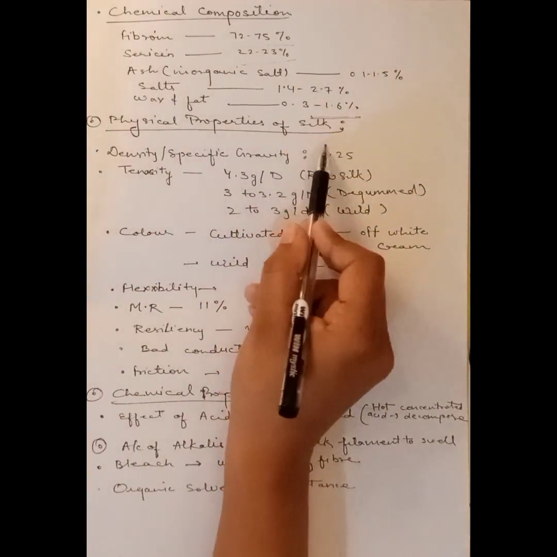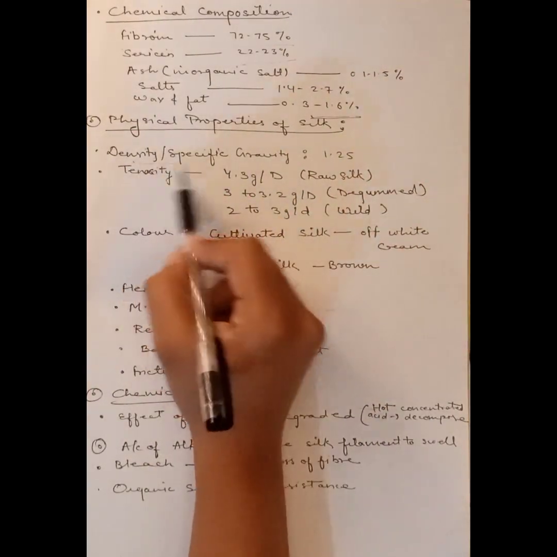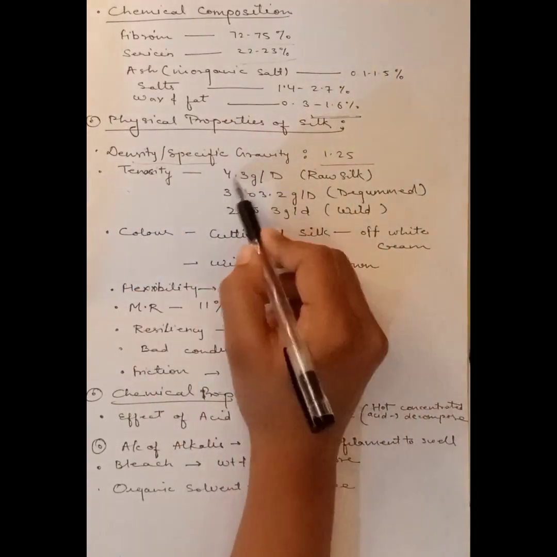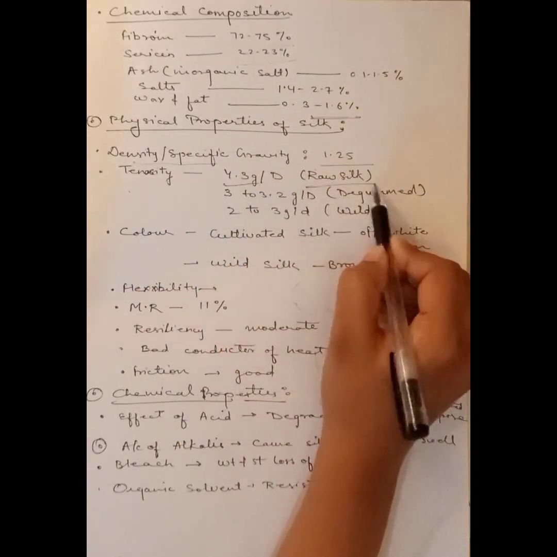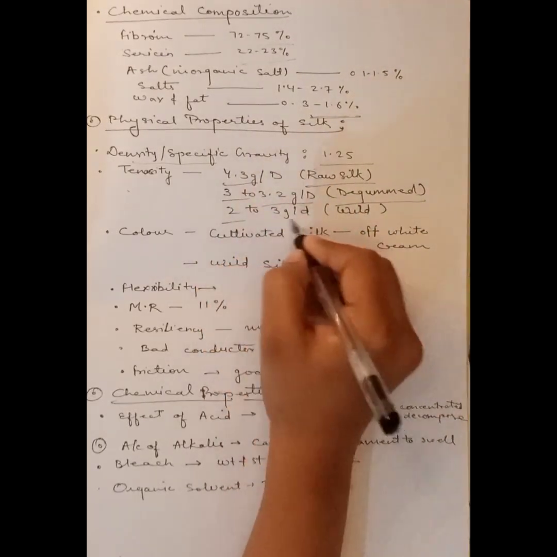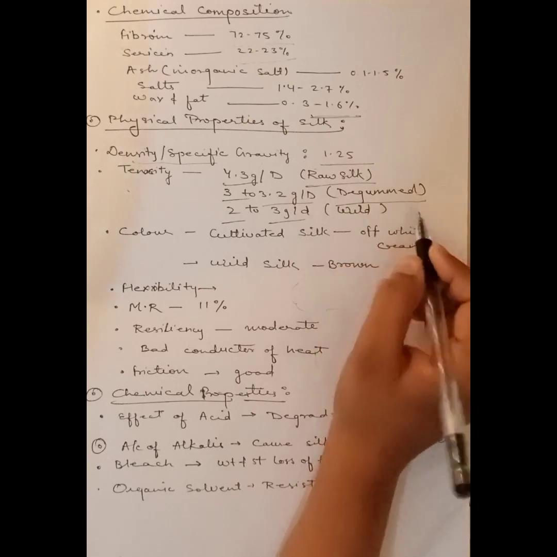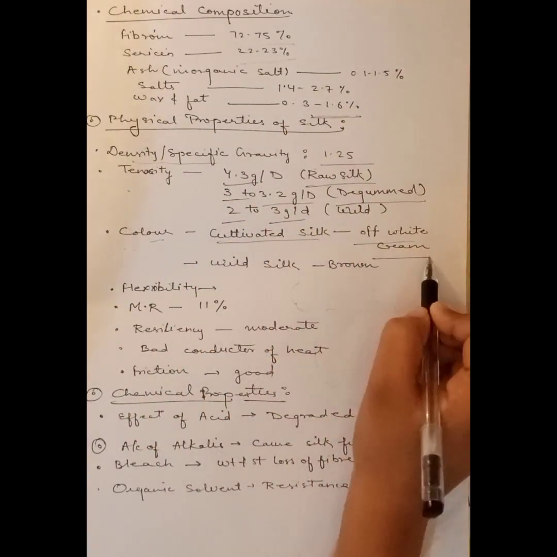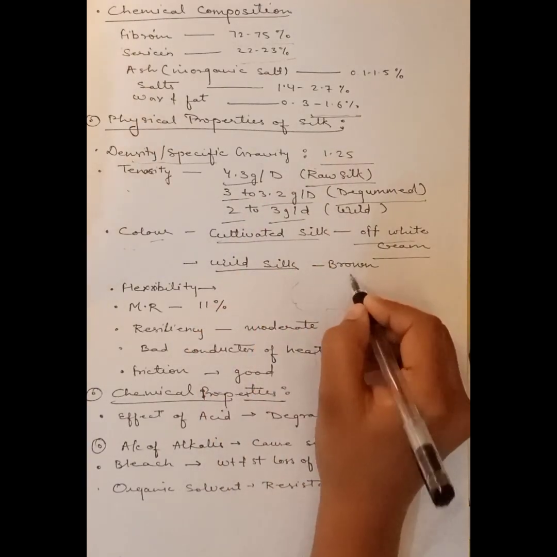After that, the physical properties of silk. The density and specific gravity of silk fiber is 1.25. Tenacity is 4.3 gram per denier for raw silk and 3 to 3.2 gram per denier for degummed silk and 2 to 3 gram per denier for wild silk. The color of cultivated silk is off-white or cream and the color of wild silk is brown.